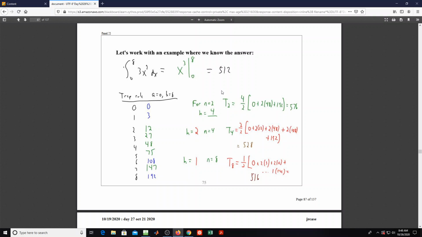If I put h equals 2, I've got 2 times the sum of 3 times 2 squared is 12, 3 times 4 squared is 48, 3 times 6 squared is 108, plus 192, and I get 528. And if I do the same thing for T8, I get 516. So I'm not getting the exact answer, but I'm getting closer.